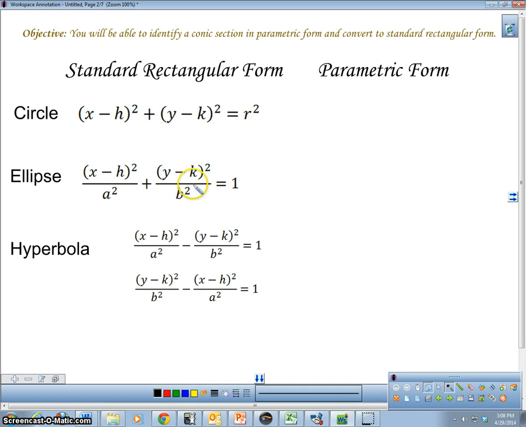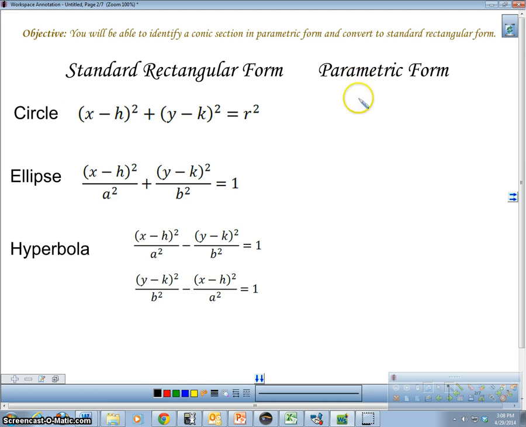Alright, so here we have the standard rectangular form of a circle, an ellipse, and a hyperbola. Just so you know, I'm not going to do a parabola because a parabola is easy. You just see a t squared in there, you know that we have a parabola. We've done those before. So these are the ones that are a little bit different.